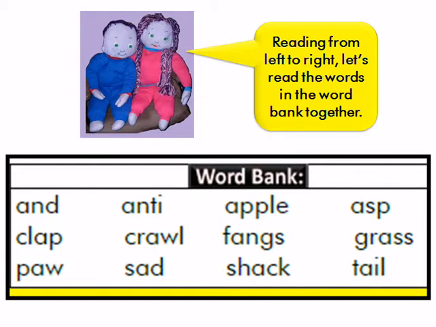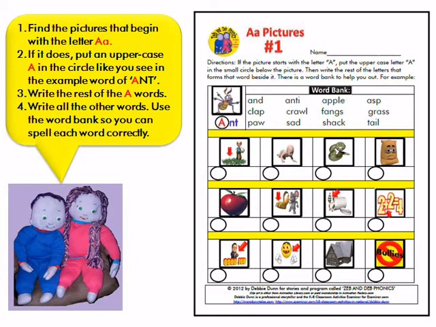Reading from left to right, let's read the words in the word bank together. And, anti, apple, asp, clap, crawl, fangs, grass, paw, sad, shack, tail.